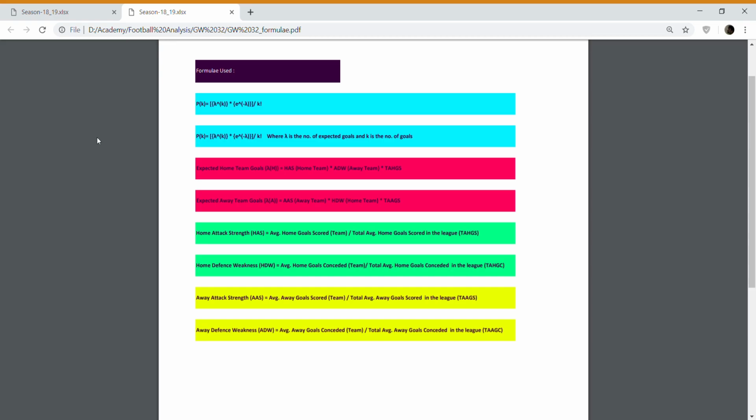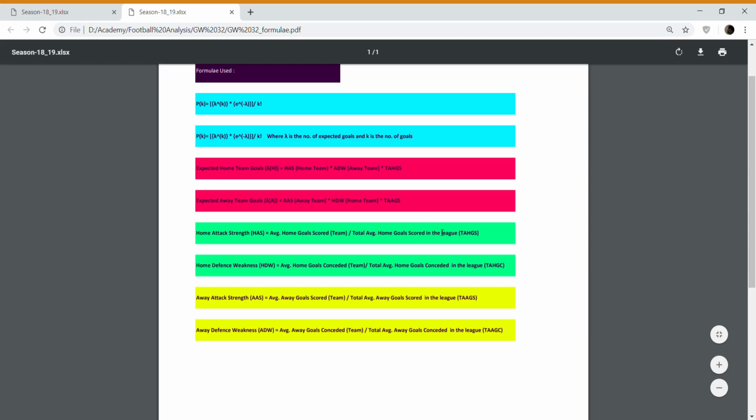Now we have two values for lambda h and lambda a. Lambda h is the expected home team goals and lambda a is the expected away team goals. Before we go into calculating the lambda values, we need to understand the 4 attributes that each team playing in the Football League has. These attributes are home attack strength, home defense weakness, away attack strength, and away defense weakness. So we calculate these values for each team in the league using the given equations and then use these values in the lambda h and lambda a equations.